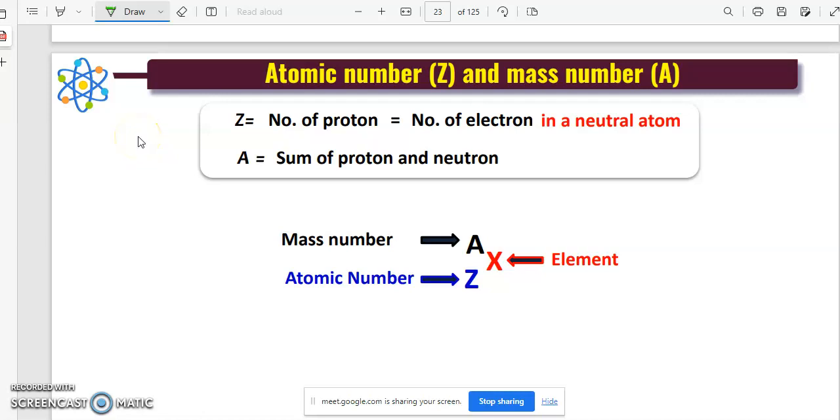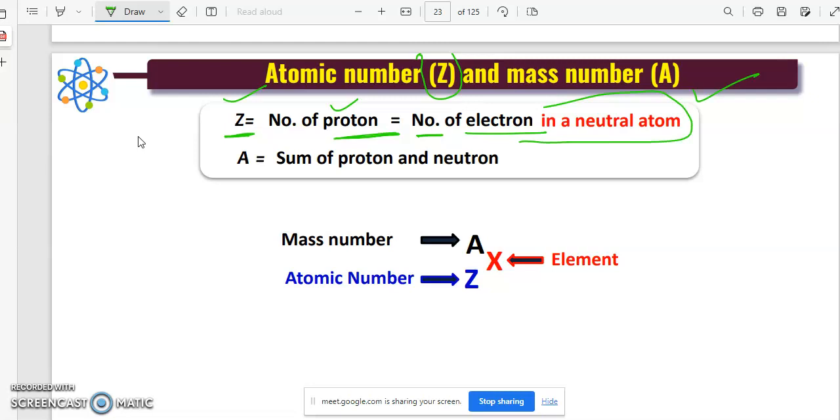Next topic that we will discuss here is the atomic number and mass number. Atomic number is denoted by capital Z, whereas mass number is denoted by capital A. So Z is equal to the number of protons. Atomic number is equal to the number of protons, which is equal to the number of electrons in a neutral atom.